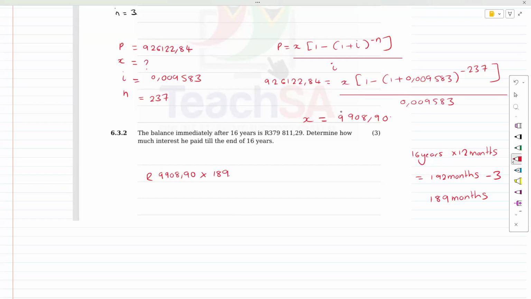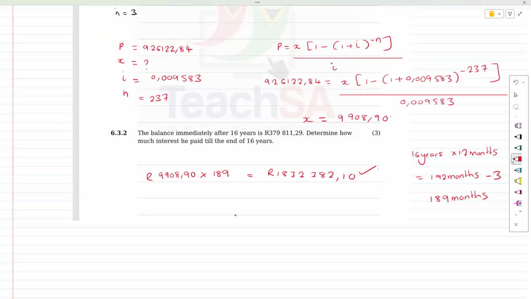So 9,908 Rand, 90 cents multiplied by 189 months. And that equals 1.8 million actually. Sorry guys. English and math is not working, but okay. That's how much he paid in total.